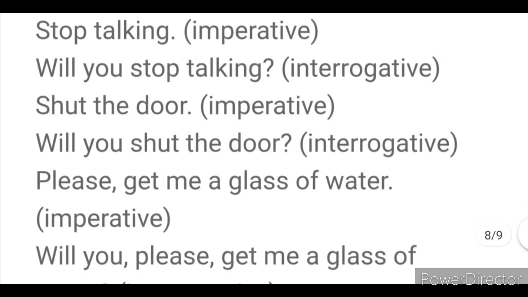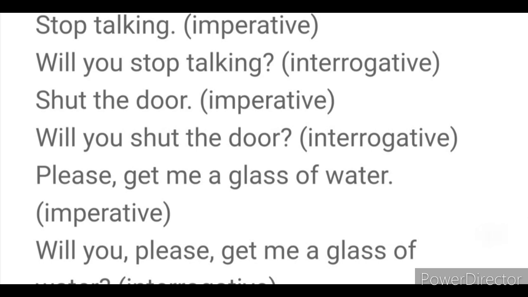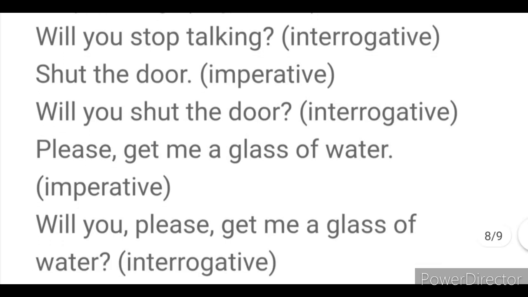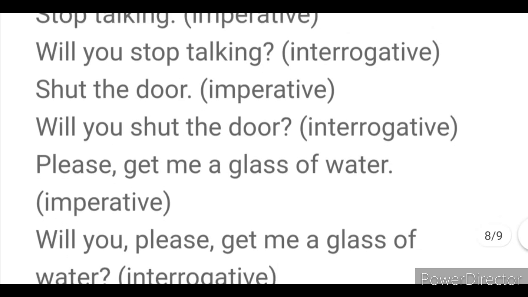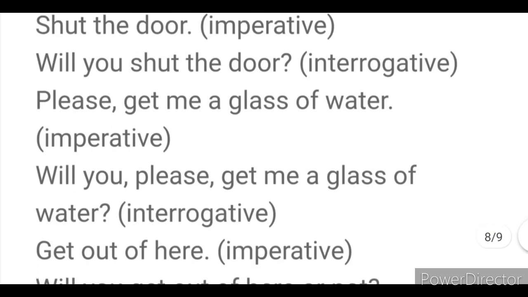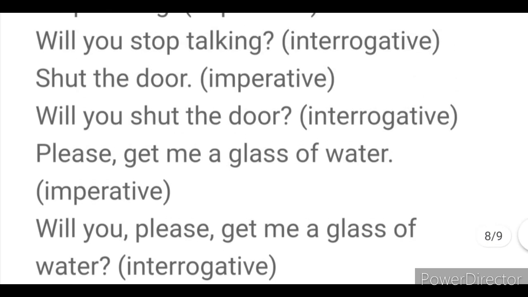Will you stop talking? Interrogative. Will you stop talking means I am asking you to stop talking. The meaning remains the same. Shut the door, imperative. Ordering, shut the door. Will you shut the door? Interrogative, because it ends with a question mark. I am using a W, starting a word with a W, and I am asking a question, but I actually mean to ask you to shut the door. Please get me a glass of water, imperative.